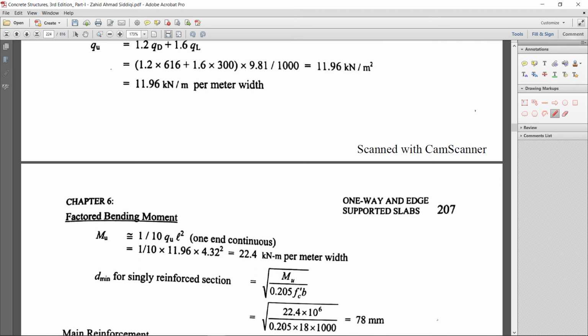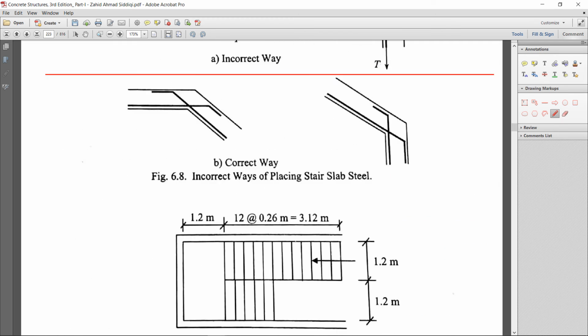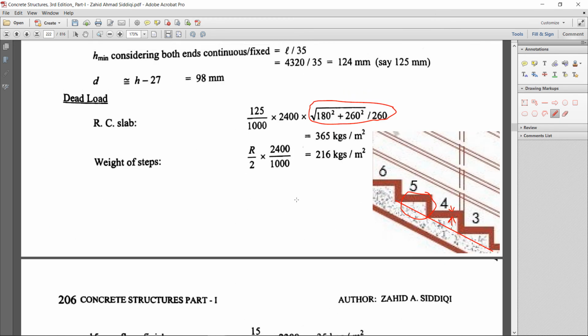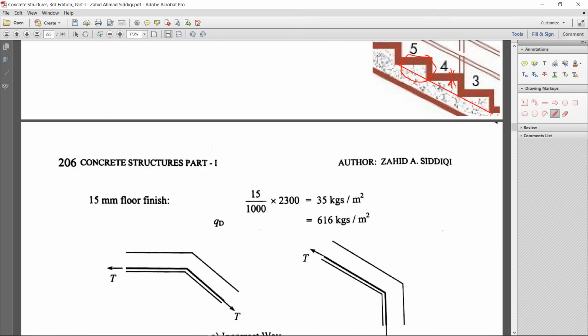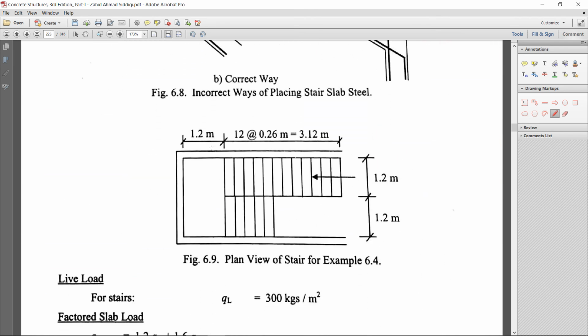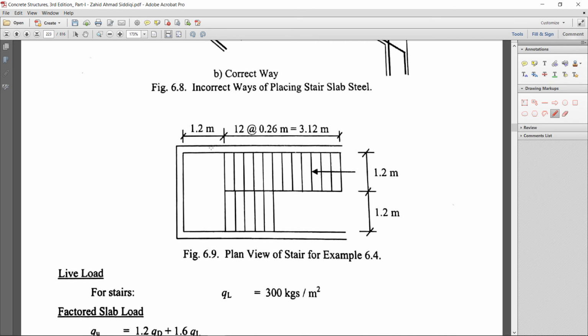Okay, and the minimum depth for the tension controlled section for a singly reinforced beam is also explained in the design of beams. So D minimum for a singly reinforced section is the square root of moment divided by 0.205 fc prime b. So D minimum is 78 millimeter, and our D provided in this slab is 98 millimeter. So our D is greater, so that is a tension controlled slab of the stair.